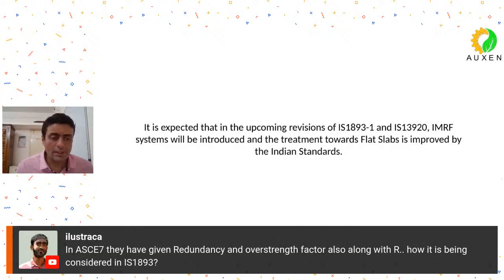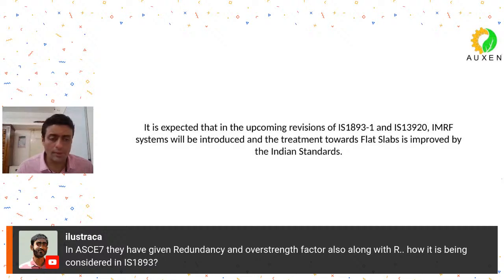Then Sandeep is asking, they have given redundancy and overstrength, how is it being considered in IS 1893? In IS 1893, we just have the factor for R. How do we consider redundancy and overstrength? Basically, you do not directly consider it, but when we are calculating the shear due to ductile effects with the help of probable moment capacity, we use a factor of 1.4.